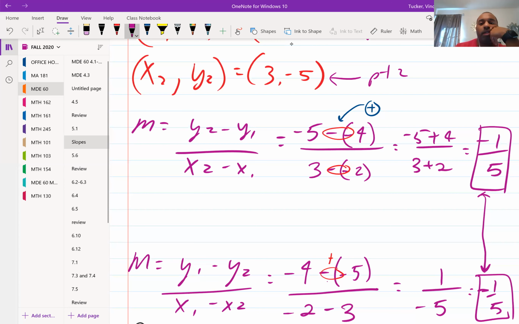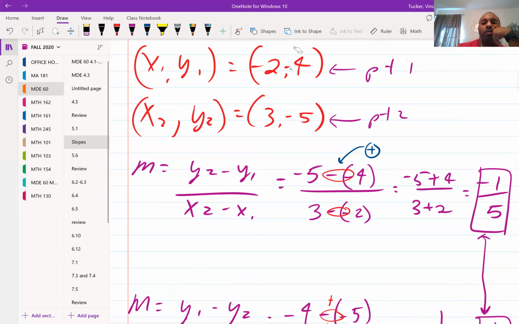Oh, it's just we're plugging in values, finding the slope. We have our slope formula right here. Okay. And we're plugging in our values from these 2 points.